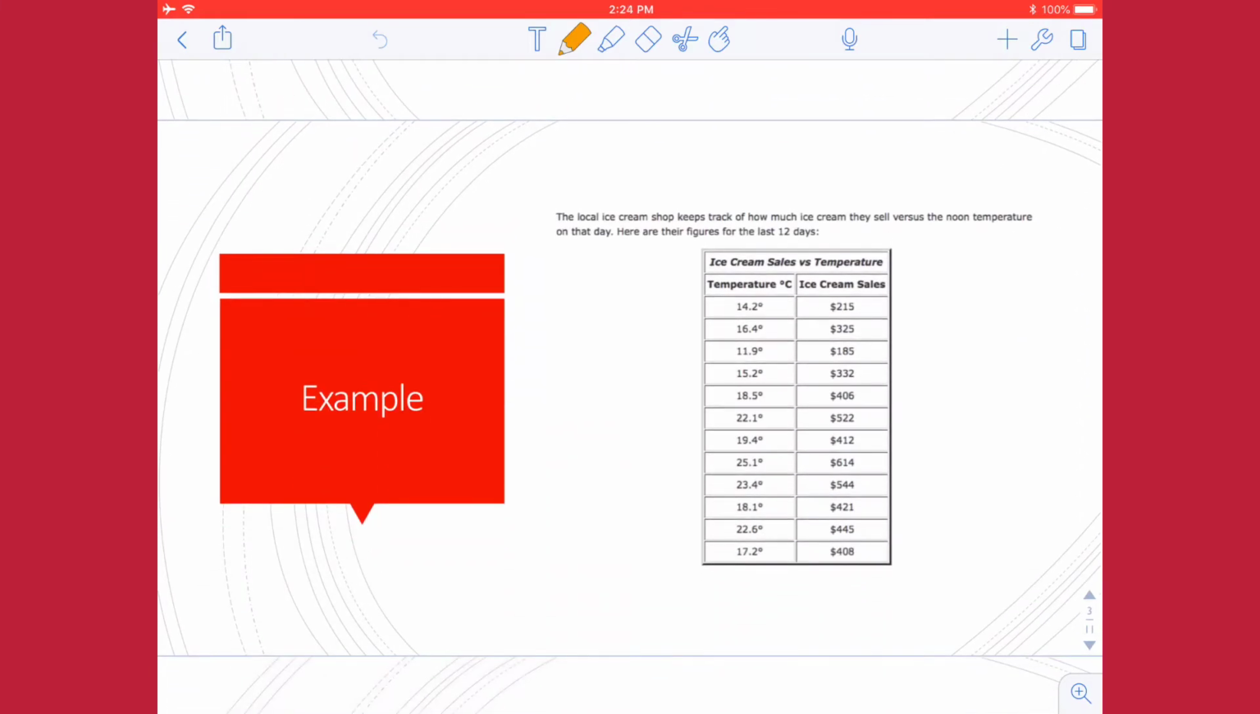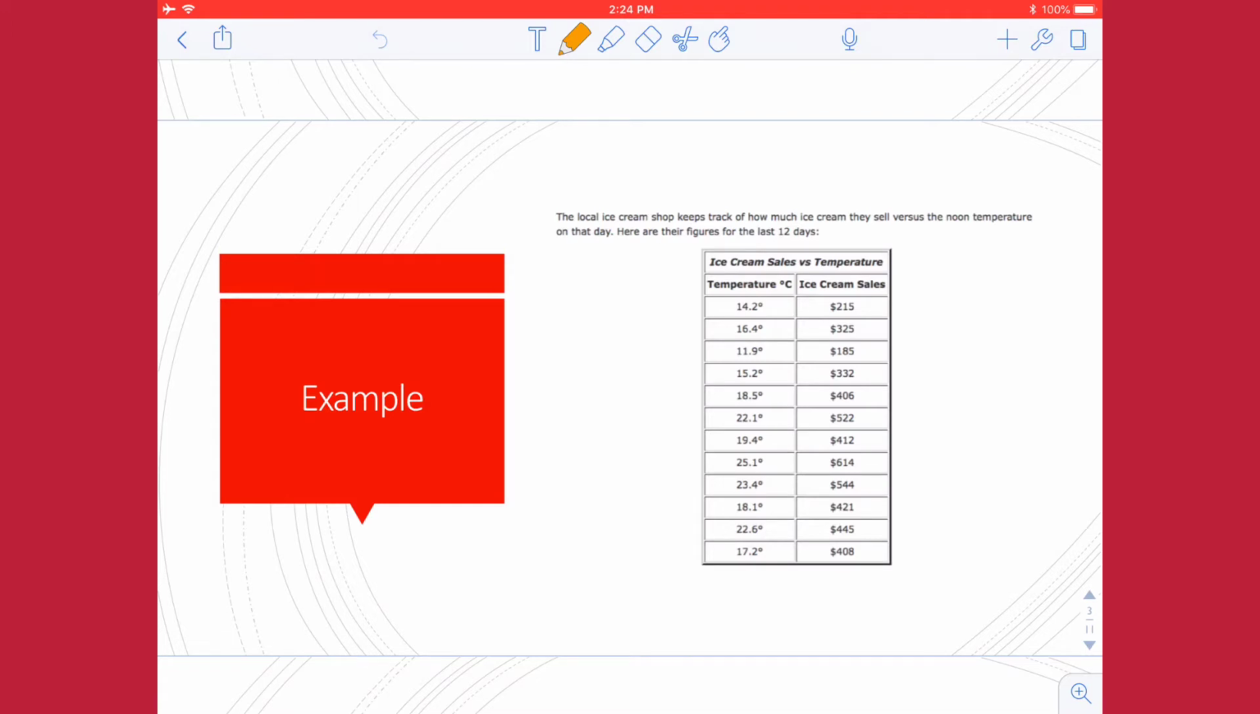So I have an example here. It says the local ice cream shop keeps track of how much ice cream they sell versus the noon temperature on that day. Here are the figures for the last 12 days. And so you have the temperatures, and these are in degrees Celsius, and then you have the sales.